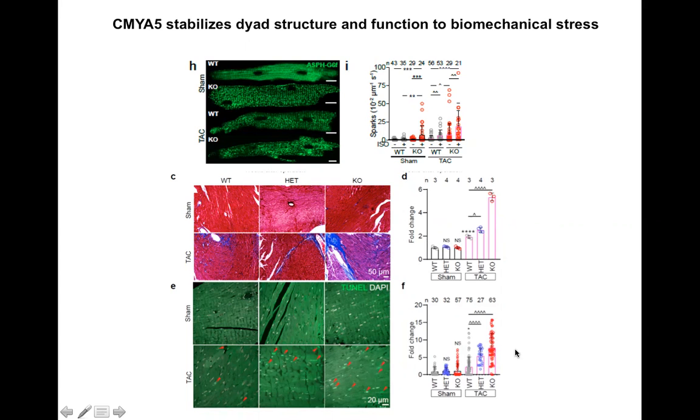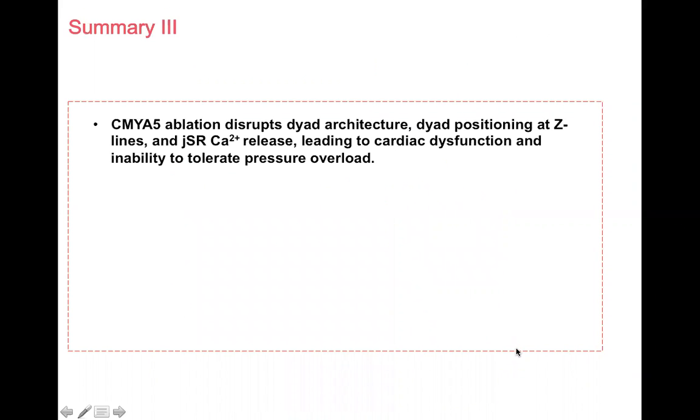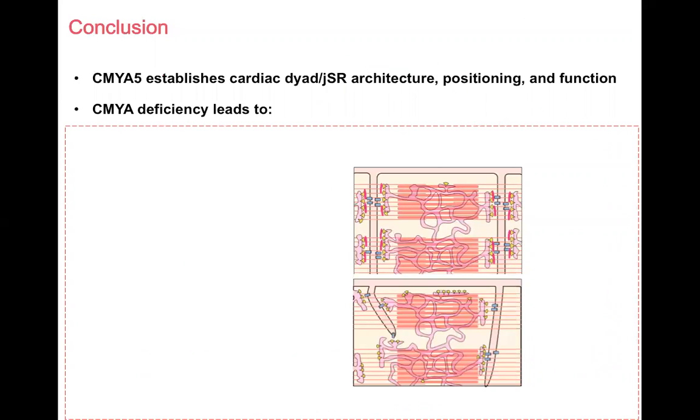knockouts. So taken together, CMY5 deficiency disrupts dyad architecture, its positioning at Z lines, and junctional SR calcium release, leading to cardiac dysfunction and inability to tolerate pressure overload. Finally, we have the conclusion that CMY5 establishes the cardiac dyad or junctional SR architecture, positioning, and function.